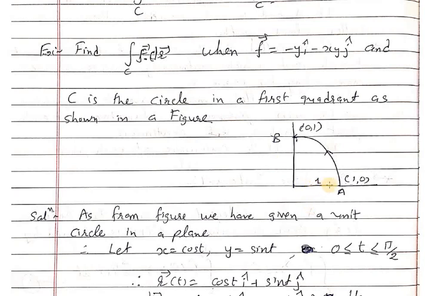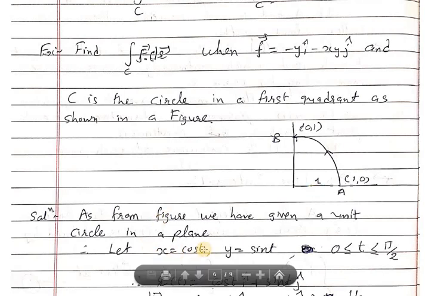See, from the figure it is obvious that the radius of the circle is 1. Secondly, you are integrating from A to B because the direction is given. So at point A and at point B, we have to find the values of t. Now the equation of the unit circle in parametric form is given by x is equal to cos t, y is equal to sin t.